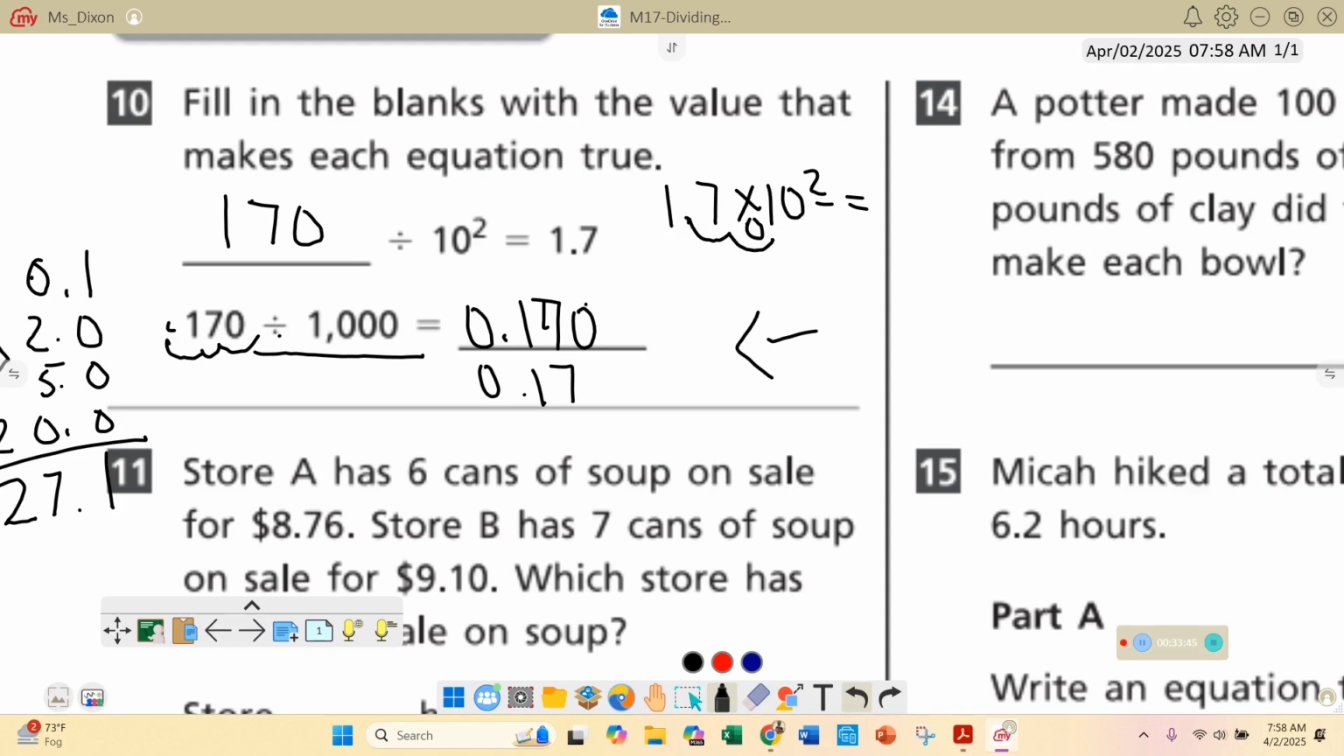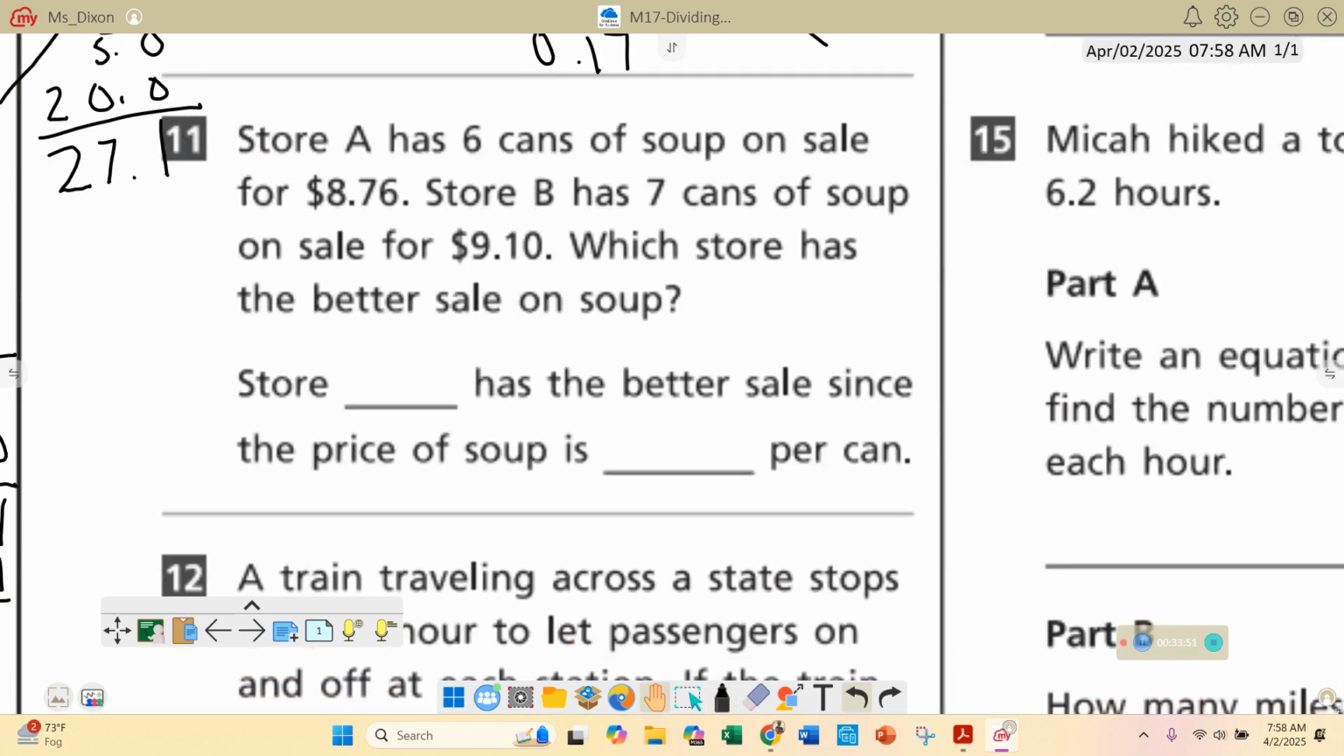All right, moving on. Looking at question number 11 in our study guide. For question number 11, you are trying to fill in the sentences to make the statement true. All right, let's read what it says.